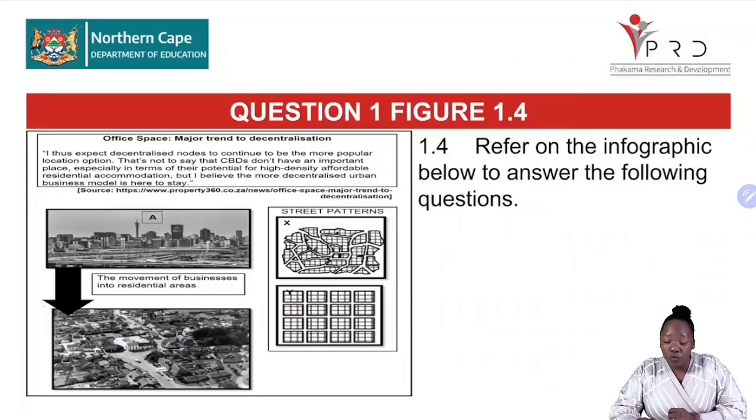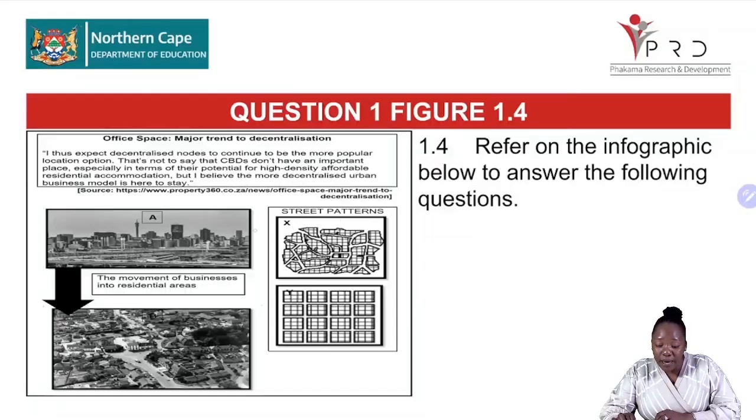If you go through the infographic or the extract, it says the office space, a major trend is decentralization. I thus expect decentralized nodes to continue to be a more popular location option. That's not to say that CBDs don't have an important place, especially in terms of their potential for high density, affordable residential accommodation. But I believe the more decentralized urban business model is here to stay.